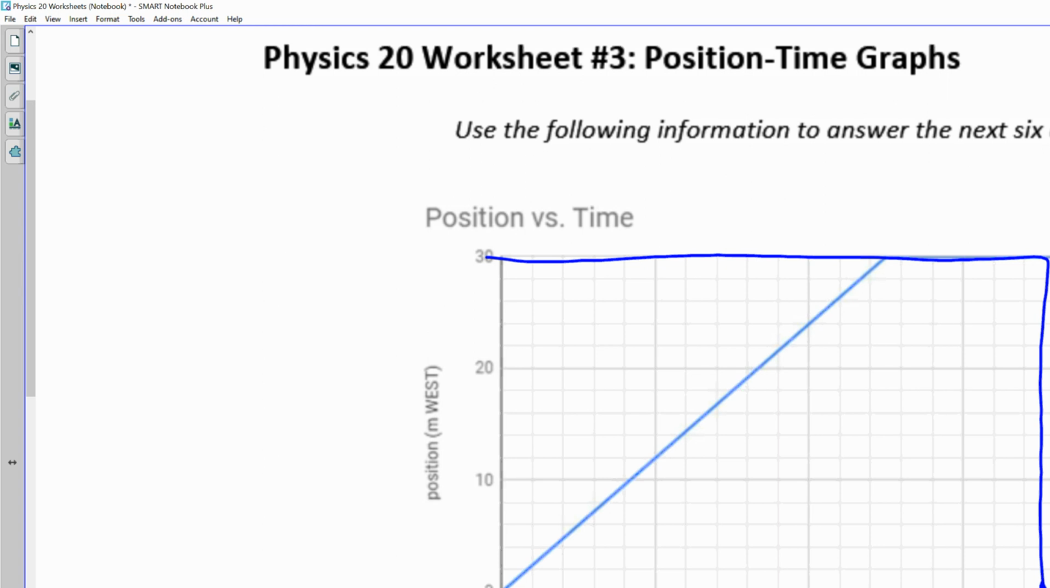I'm going to make west positive. I think that's the easiest thing, isn't it? So that I've got positive 30 meters, or just 30 meters would be okay.